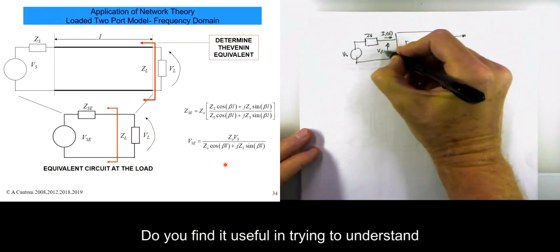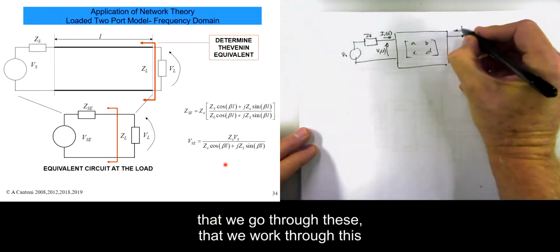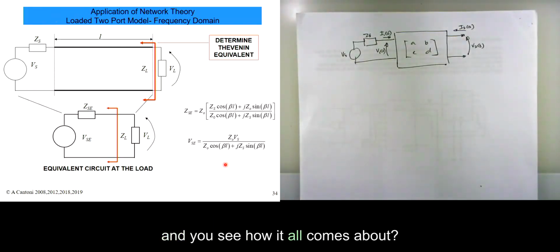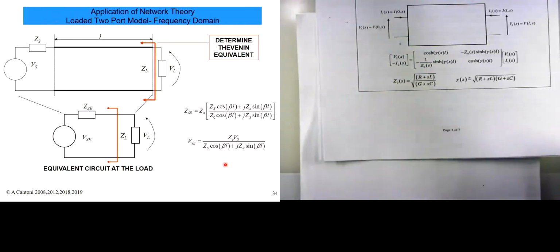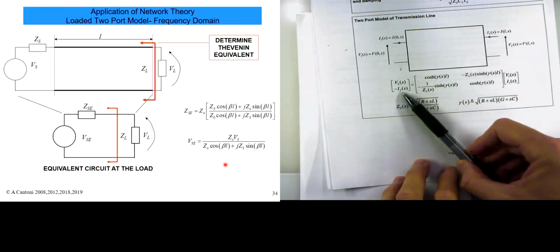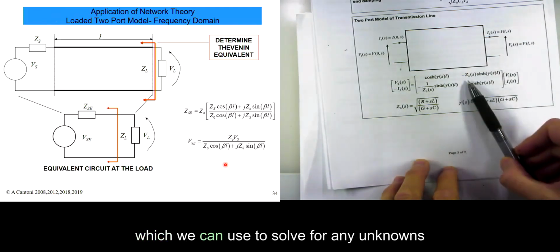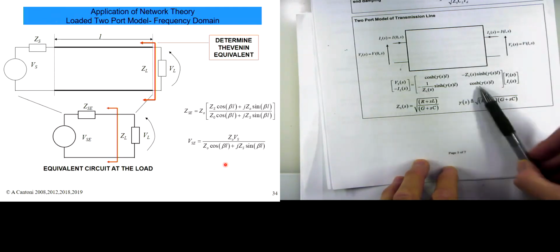Do you find it useful in trying to understand that we go through these, that we work through this, and you see how it all comes about? Yeah. Okay. So in that way, instead of having a two-port model, we've made some other sort of model of a transmission line, which we can use to solve for any unknowns in the circuit.